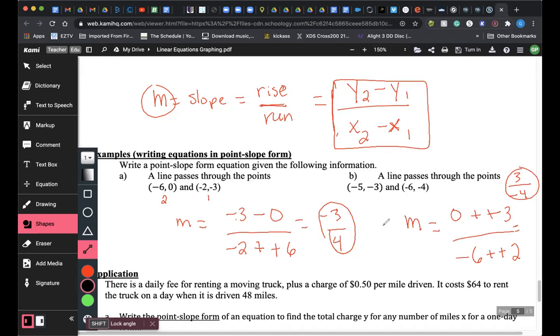It doesn't matter what point you call 1 or 2, as long as you are consistent. That means that you shouldn't be subtracting -2 from -3. You have to understand that that's x and it goes into the denominator and the y's stay in the numerator. As long as you're consistent there, you're always going to get the correct slope. Okay, so my slope is -3/4, and I have to use it to get my equation.